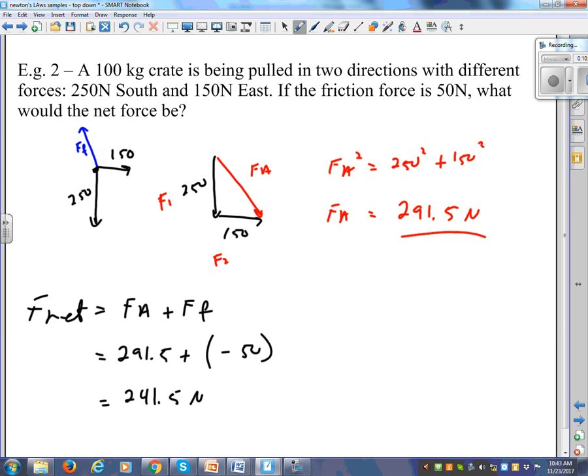241.5. If you want to think of it this way, this might confuse some of you: this direction is the positive direction, which makes this direction the negative direction. You can assign positive and negative direction to anything you want. Some prof might say FA and FF are collinear, which means they're in the same line, so we can assign one positive and one negative. But most people just subtract the friction.